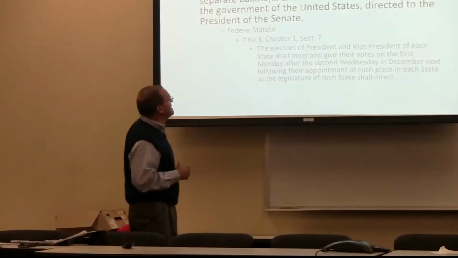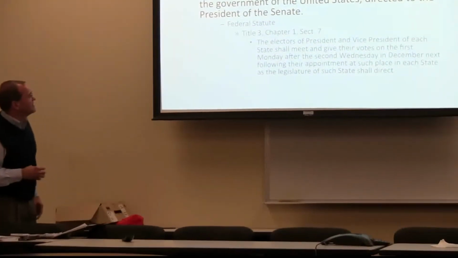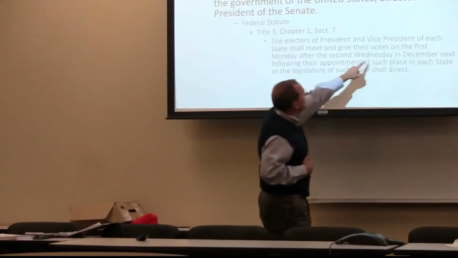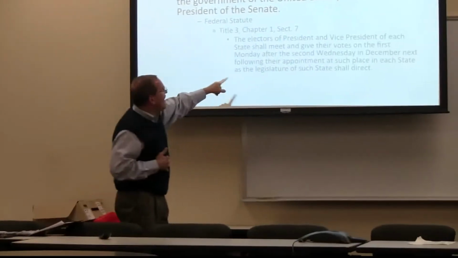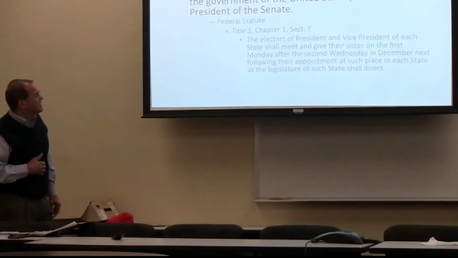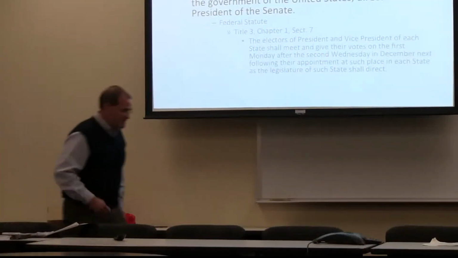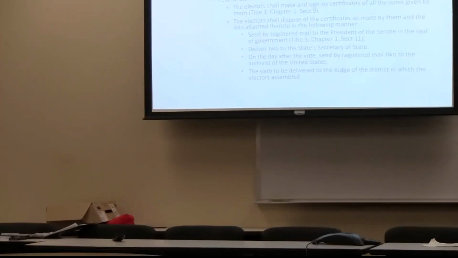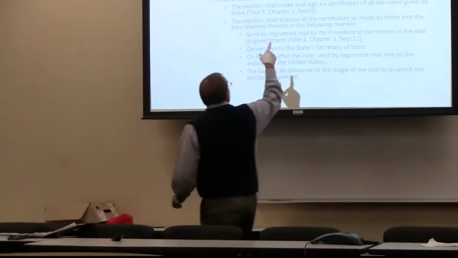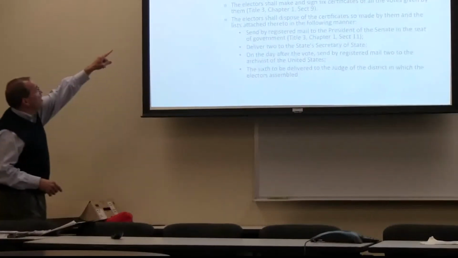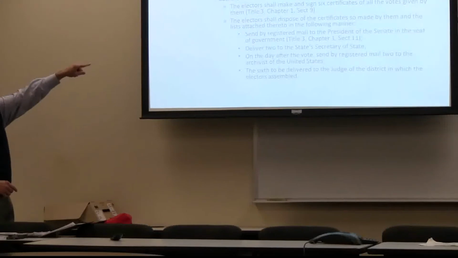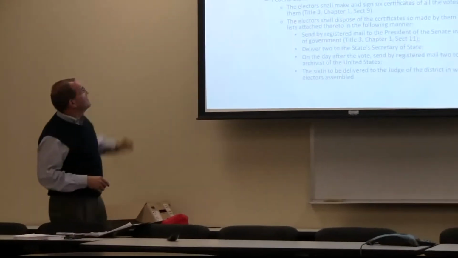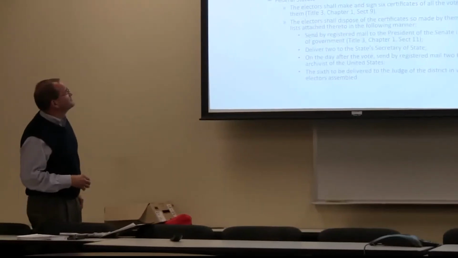Federal law then kicks in. The electors of President and Vice President in each state shall meet and give their votes on the first Monday after the second Wednesday in December next, following their appointment at such time in each state legislature as such state shall direct. So they're meeting in December. Federal law determines when. State law determines when as well. Presidential election: the state shall meet at 11 o'clock in the office of the Secretary of State, the day fixed by laws of the U.S. So we saw the federal law. This is how state law factors into it.